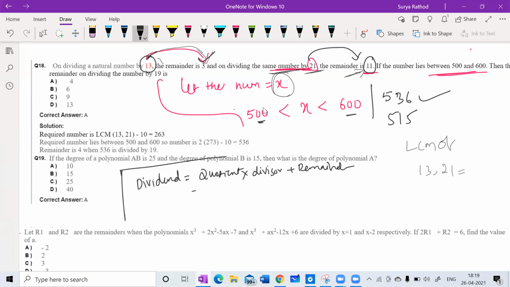So look at this, take case 1 now. What is my dividend? I do not know that number, so we took that as x. So let me write x is equal to, I do not know the quotient. Quotient is what here? If I divide that number, divisor is what here? 13. I do not know the quotient. Let me take q1 plus remainder is what? 3. It gives you 3. Okay. So what is my q1 now? What is my quotient 1?